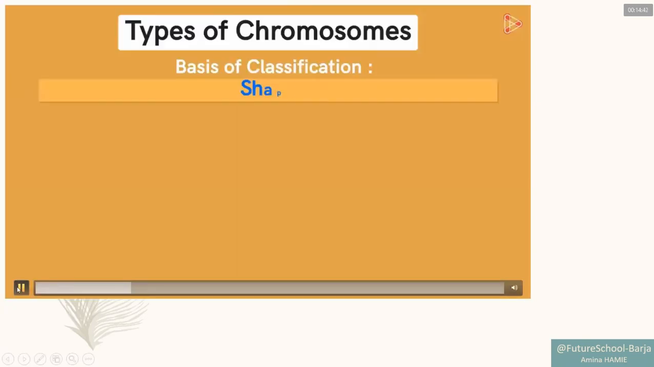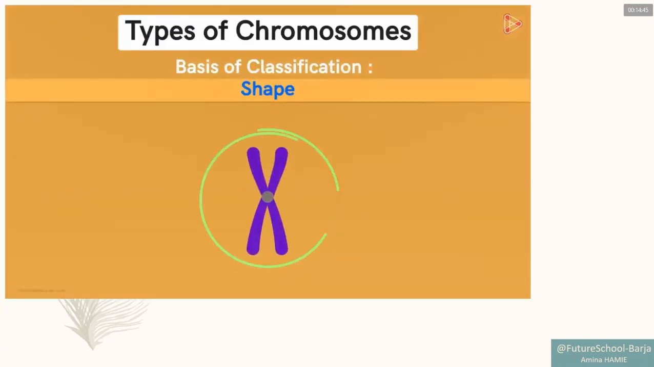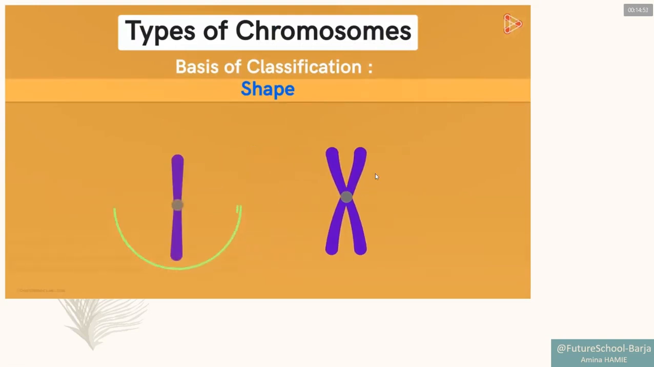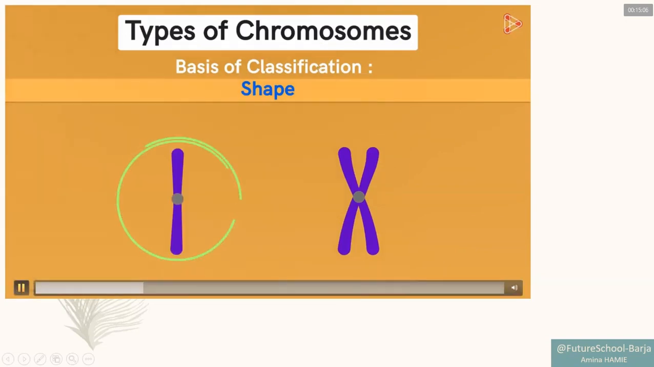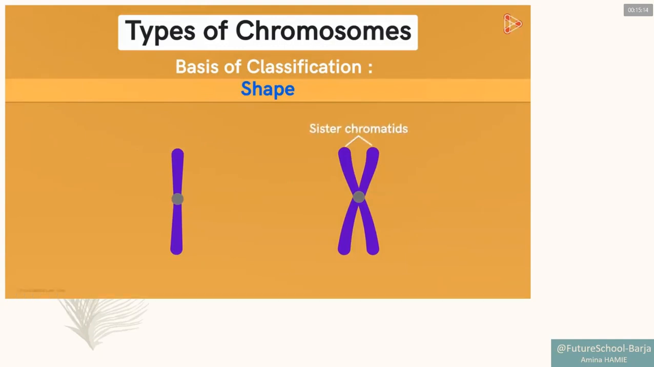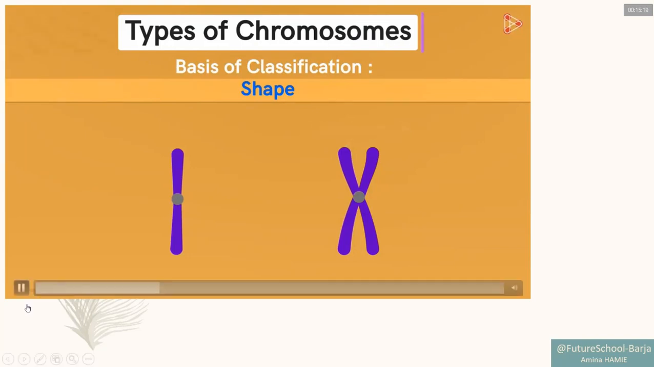The first basis for classification is shape. We know this is the structure of a typical chromosome. Is this a single chromosome? No, we have chromosomes with two chromatids and chromosomes with one chromatid. The difference is that this chromosome is not duplicated, while this one has a duplicated copy attached to itself. So these are the duplicated sister chromatids which are attached to the same chromosome.